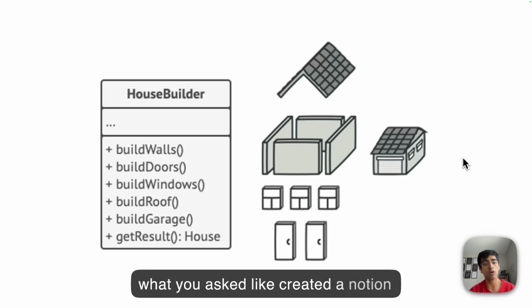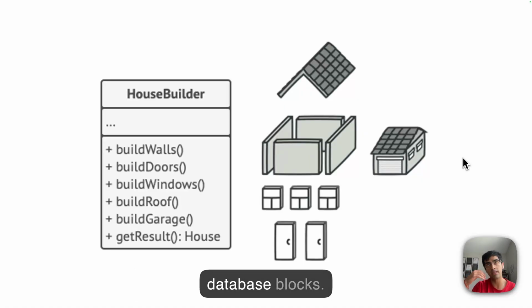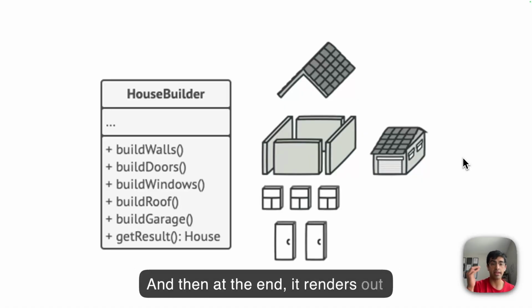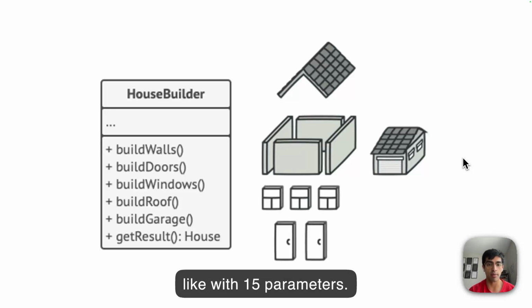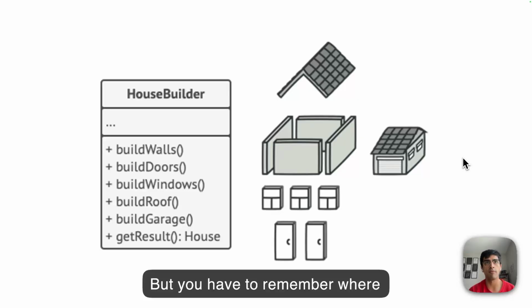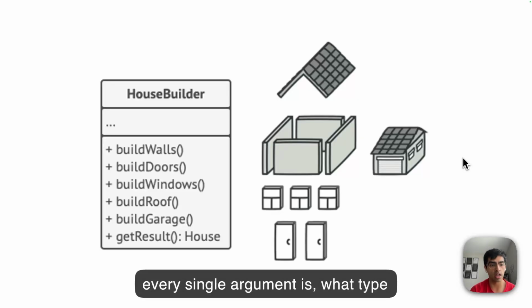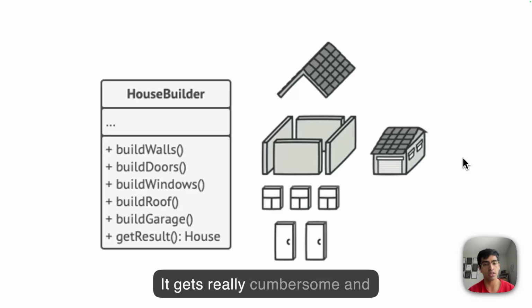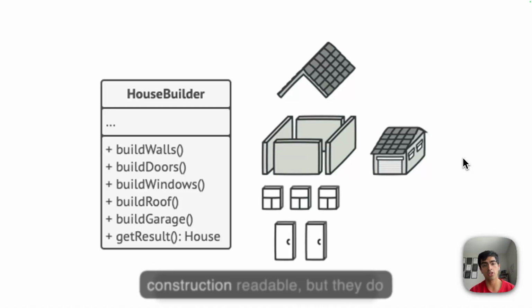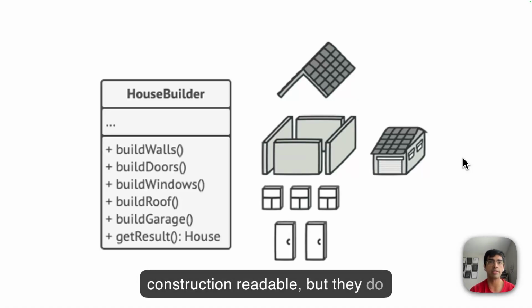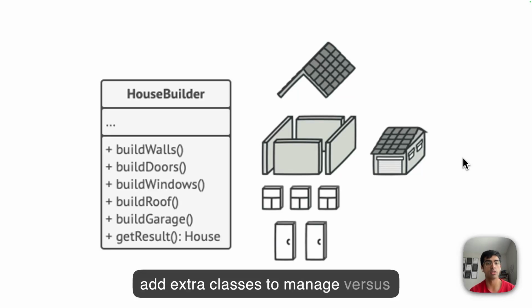And Notion uses this for creating documents. You can add text blocks, you can add database blocks, and then at the end, it renders out the final page. Now, the alternative is a constructor with 15 parameters, but you have to remember where every single argument is, what's the type of every argument, and it gets really cumbersome and unmaintainable. Builders make complex object construction readable, but they do add extra classes to manage versus just calling one to create the house directly.